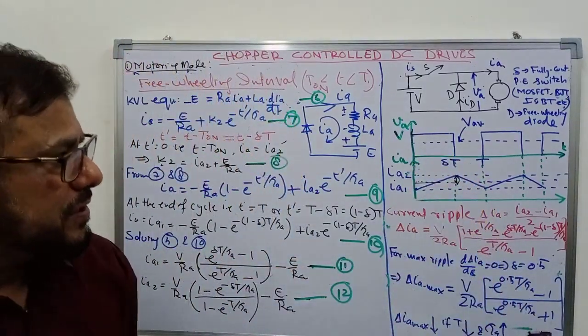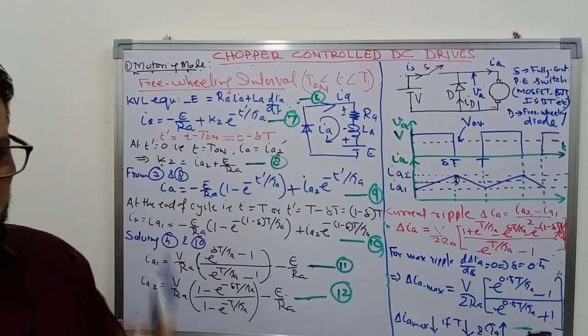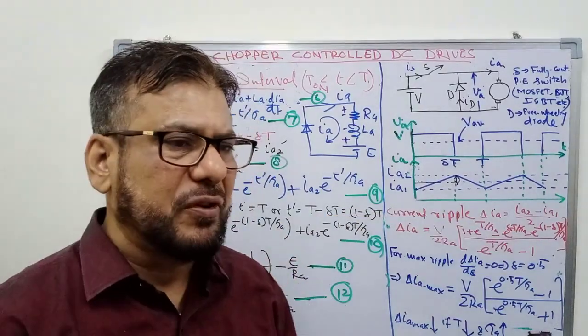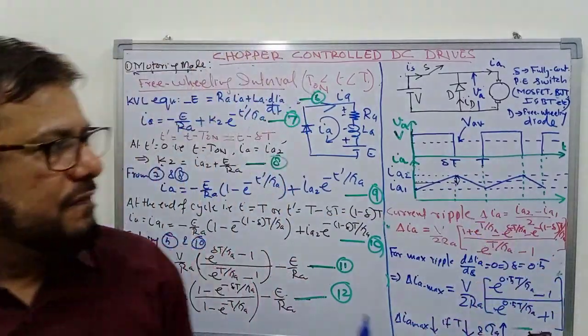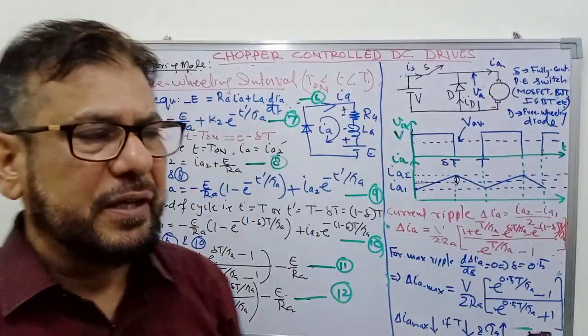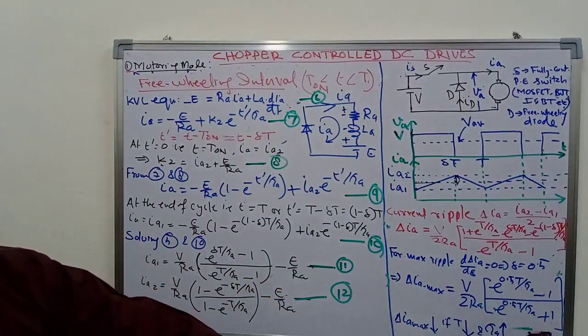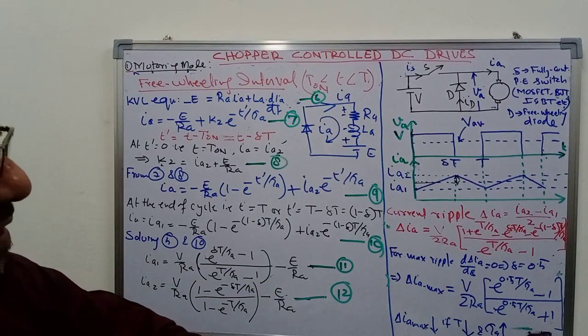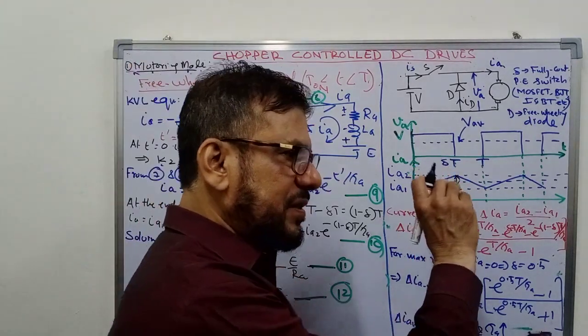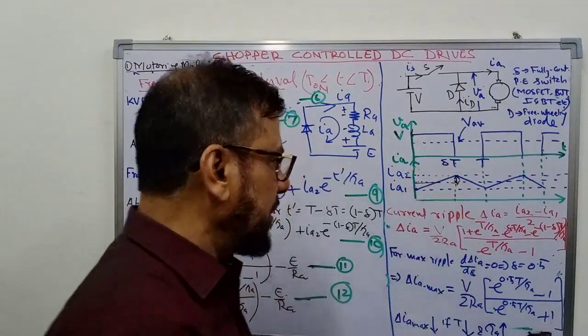And as you know, for good operation of the DC motor, current ripples should be as low as possible. For normal operation, when we feed the DC motor from some DC supply, current is DC, continuous current is there, no ripples are there. So here also current should be as smooth as possible.